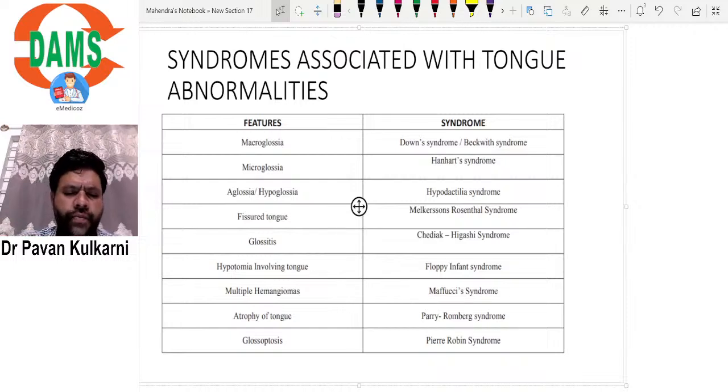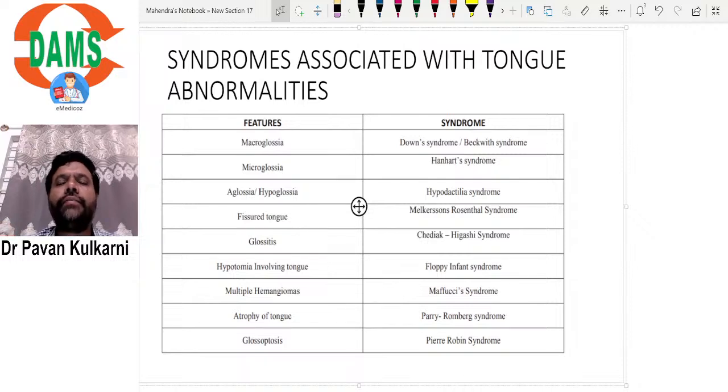Glossitis, where do you see it? Glossitis is a feature of Chediak-Higashi syndrome. An important syndrome where you see periodontitis, Chediak-Higashi syndrome. So that syndrome can have glossitis-like features. There are many other syndromes, but the important one is Chediak-Higashi.